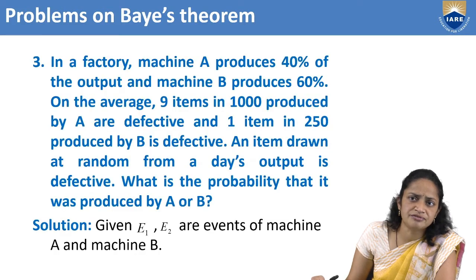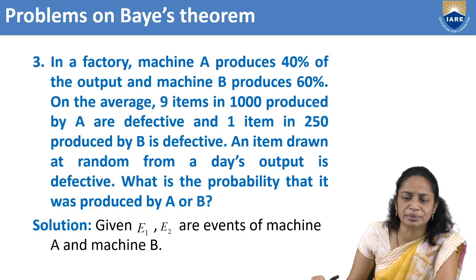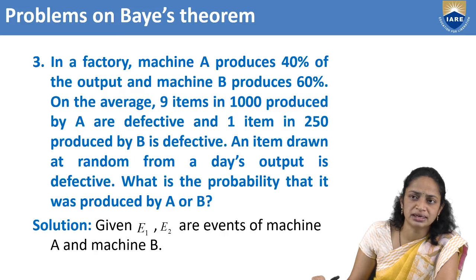Next question. In a factory, machine A produces 40% of output and machine B produces 60%. On the average, 9 items in 1000 produced by A are defective and 1 item in 250 produced by B is defective. An item drawn at random from a day's output is defective. What is the probability that it was produced by A or B? So, it is produced by A or B.